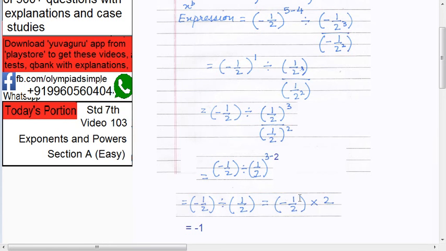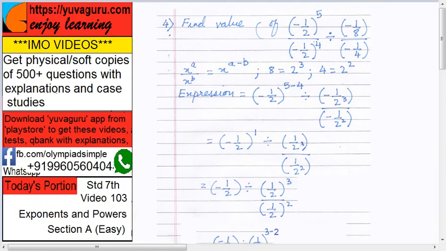So minus 1 upon 2 into this goes upside down. So it becomes 2. Cancel. Answer is minus 1. Okay. Solve this again yourself.